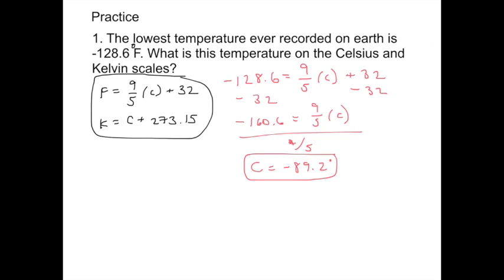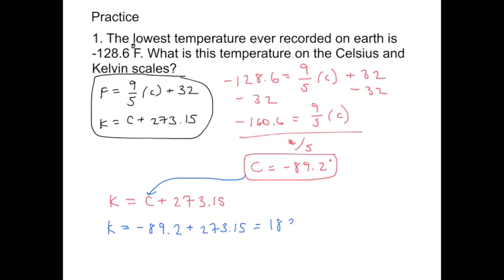Now solving for kelvins will be easy once we know the Celsius value. If kelvins are equal to Celsius plus 273.15, we can take this value for Celsius and plug it in. We get the value in kelvins, negative 89.2 plus 273.15, or 183.9 degrees in kelvins.